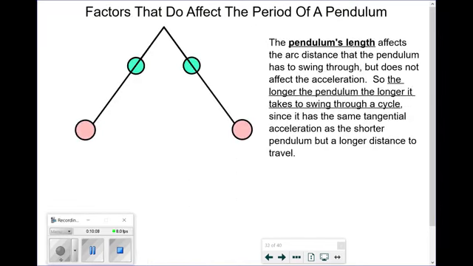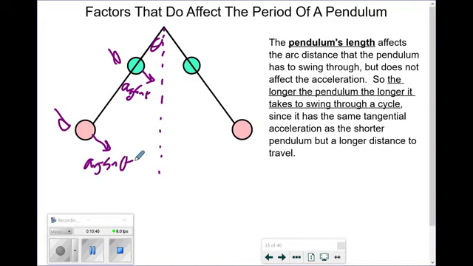Now, one of the factors that do affect the period of a pendulum is the length of the pendulum itself. Please notice that for a spring, there was no relationship between period and length of the spring, but for a pendulum, it's very different. The major reason for this is because even though the string might be longer for the red bob than the blue bob, the angle for both of these is exactly the same, which means they both experience the same tangential acceleration of g sine theta because they are at the same angle.